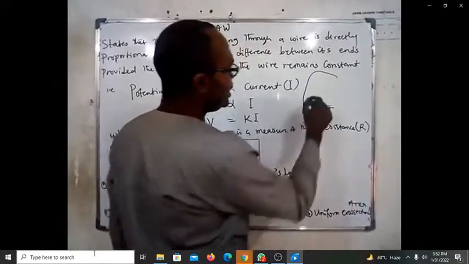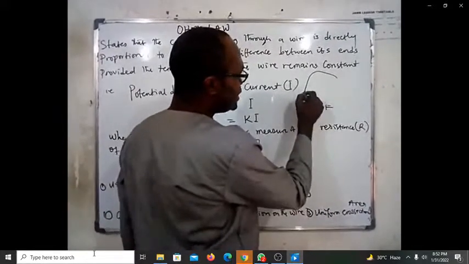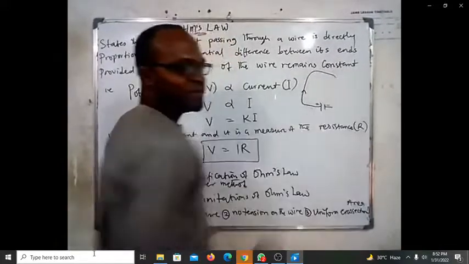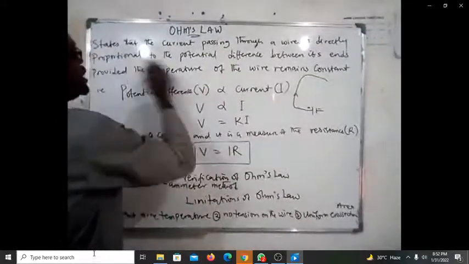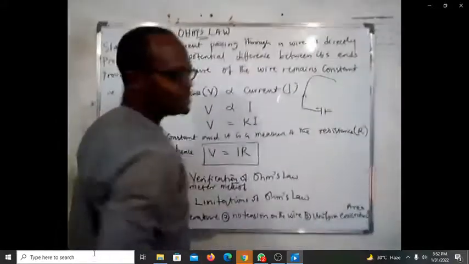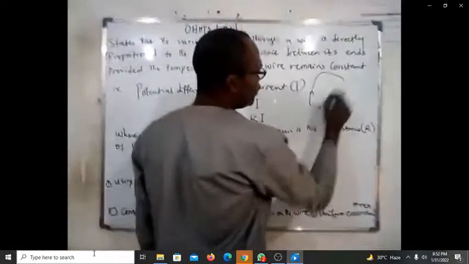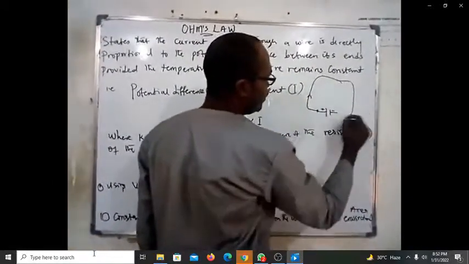Ohm's Law is telling you that if this is a wire, the current that is passing through this wire is directly proportional to the potential difference between the ends of the wire.